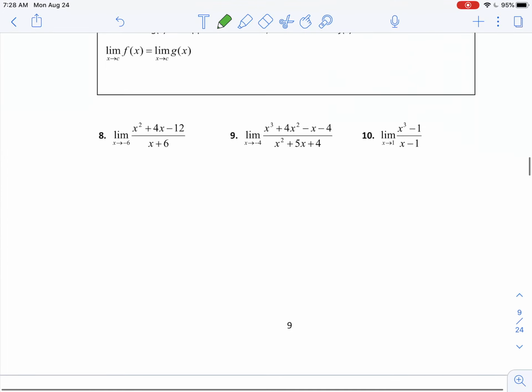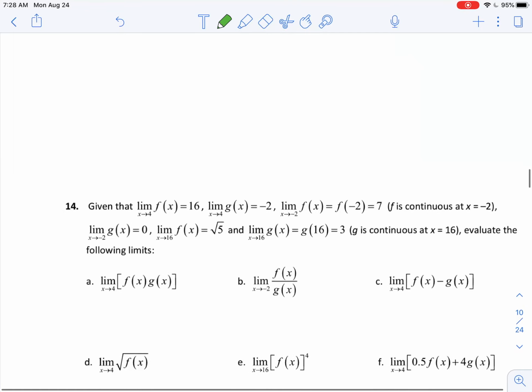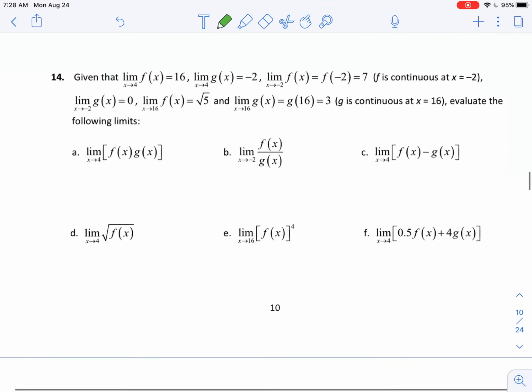Here, I'm going to scroll down a little bit and look at number 14 real quick. So there's a lot of information here. Given that the limit as x approaches 4 of f of x is 16, the limit as x approaches 4 of g of x is negative 2, and then the limit as x approaches negative 2 of f of x equals f of negative 2, which is 7. And they're saying for some reason f is continuous at 7. We're going to talk about continuity later.